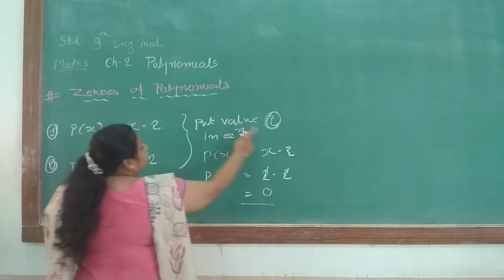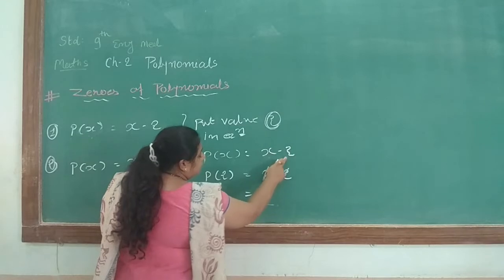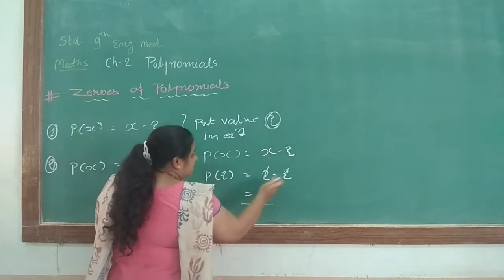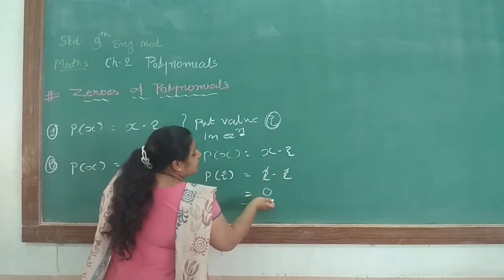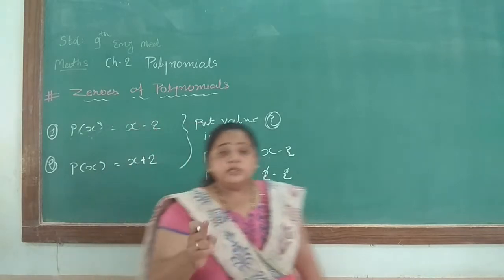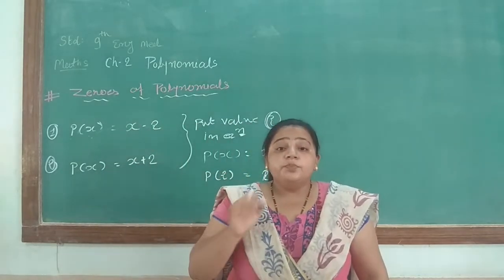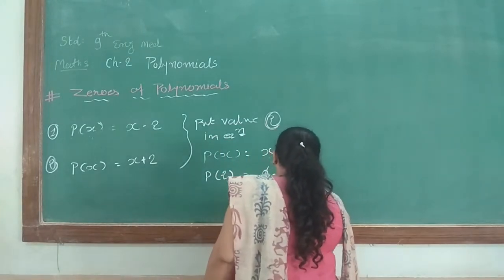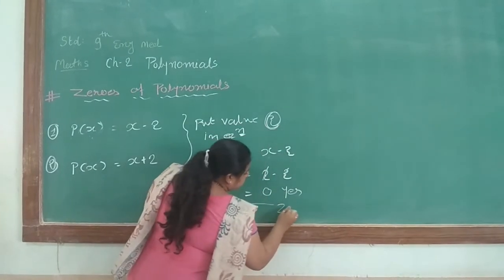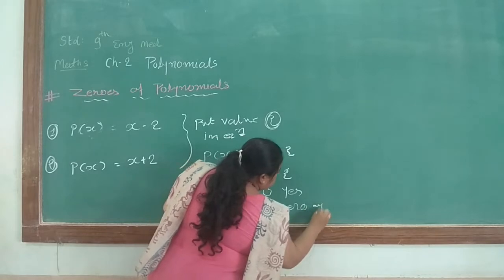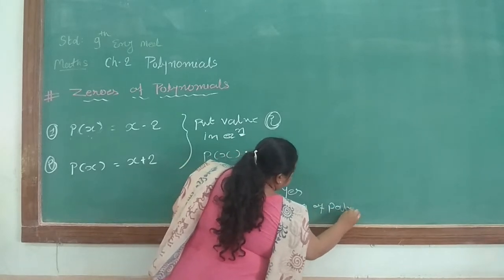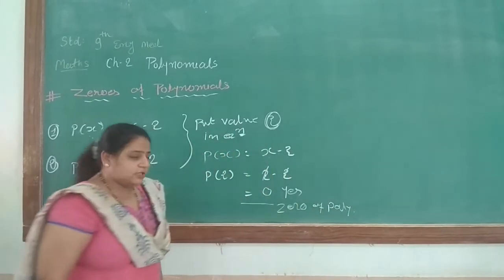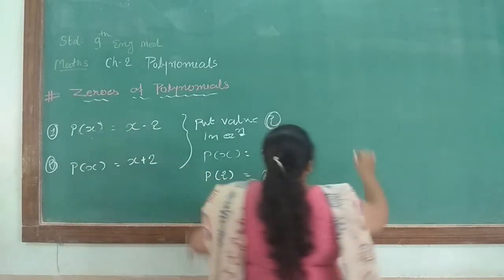So here we use 2. And if you put 2 in place of x, then you get the answer 0. So it is a zero of the polynomial.